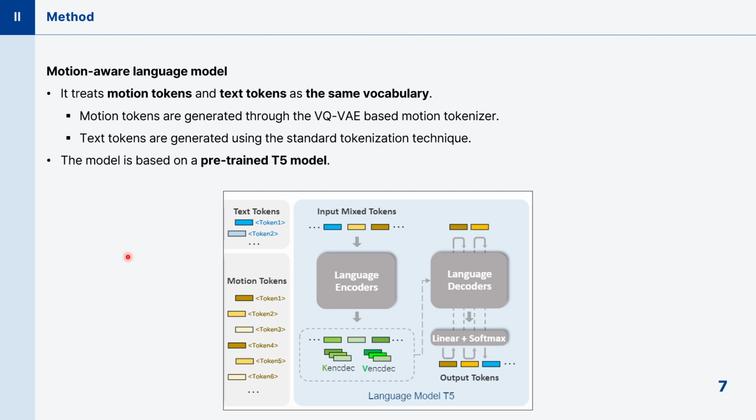The model is based on a pre-trained T5 model, which is known for its strength in handling diverse text-to-text tasks. This model effectively acts as a multitask language model that can seamlessly handle inputs from both text and motion domains, enabling it to perform motion-related tasks.